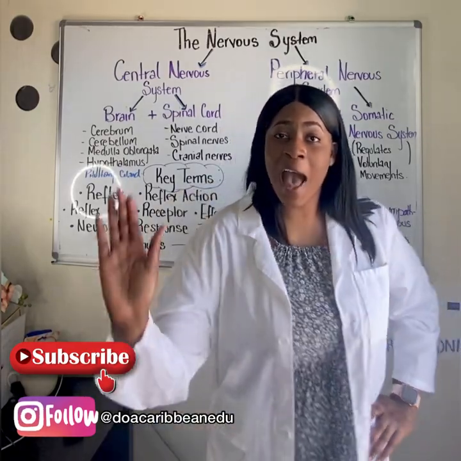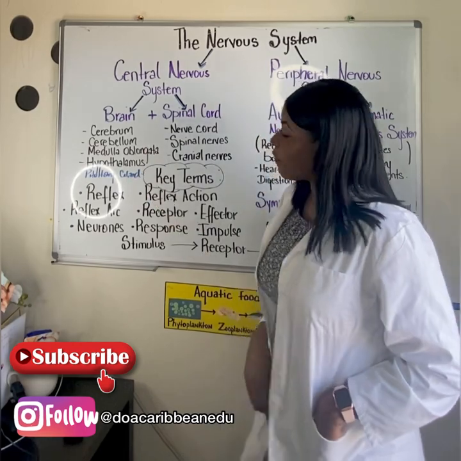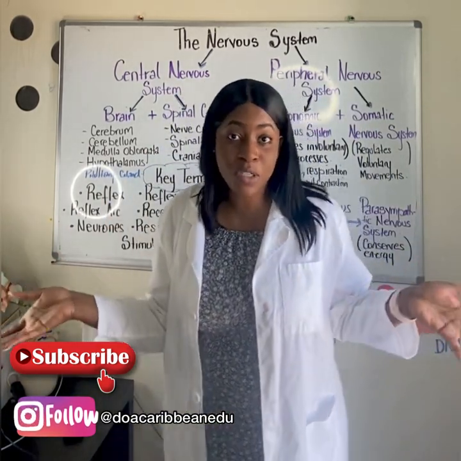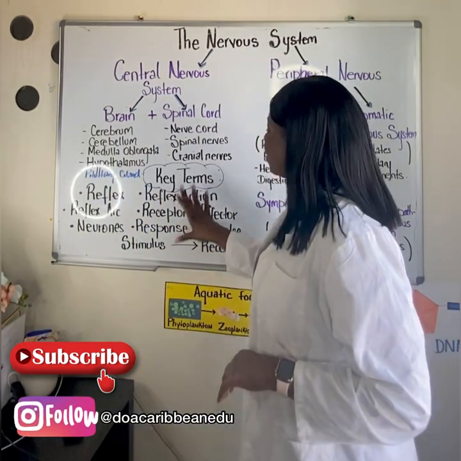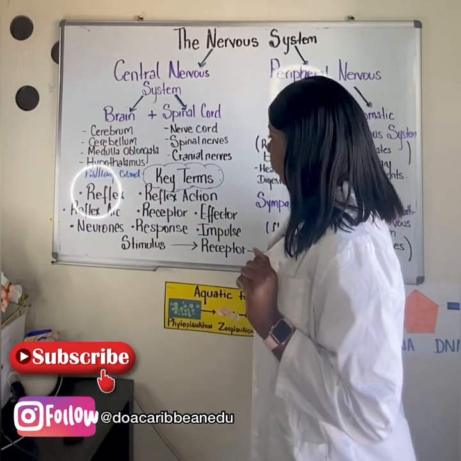All right, guys, high five. Now you know about the five important parts of the brain and the structure of a typical neuron, the motor neuron. Before we go, let's talk about some important terms and processes that you must also know.